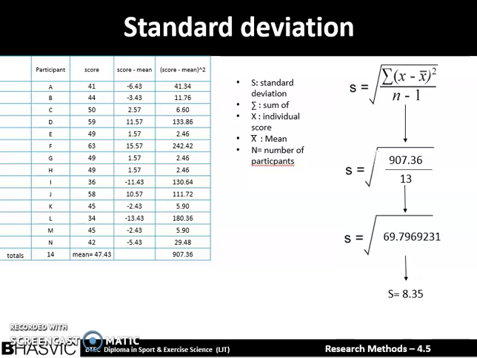And as said before, the standard deviation goes with the mean. So for nominal or discrete data, you would use the mode paired with the range. For ordinal data, you'd use the median paired with interquartile range. And for continuous, which is interval and ratio, you would use the mean and standard deviation.